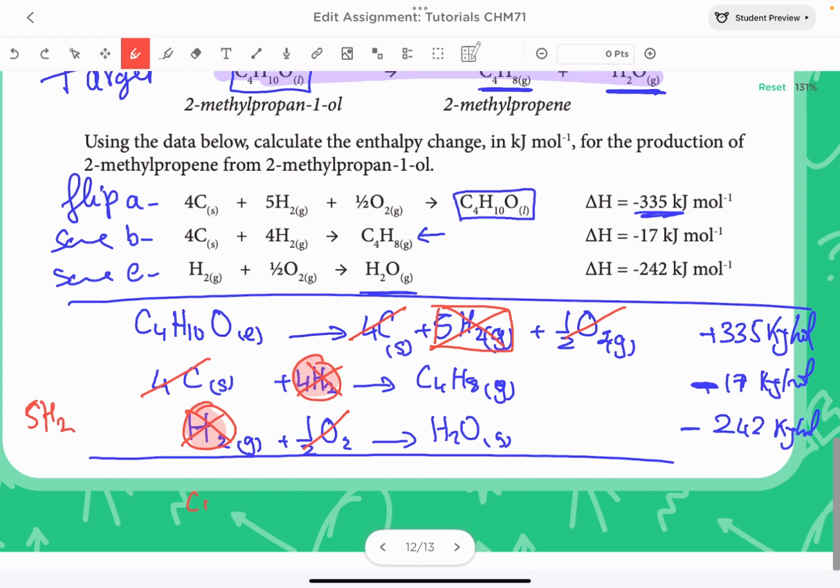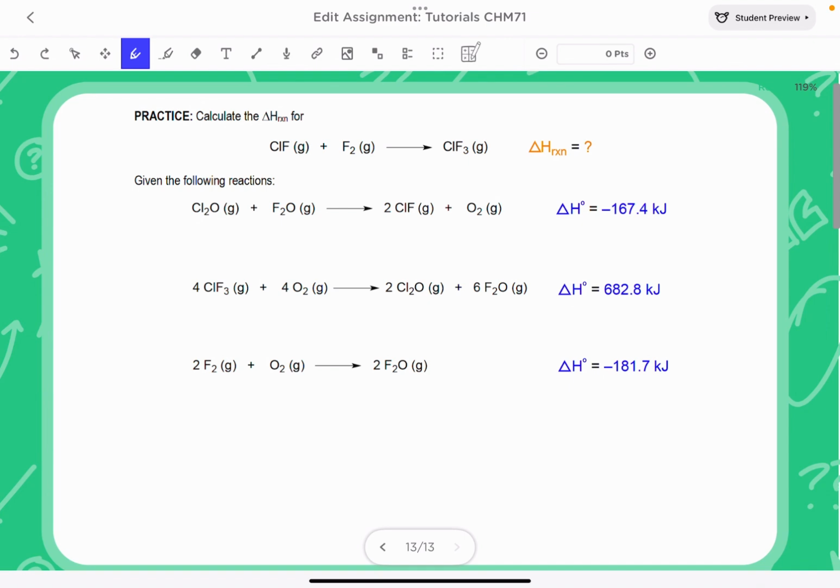I'm left out with C4H10 and C4H8 and H2O gas. So the final answer would be the sum of these values. So 335 minus 17 minus 242, and the final answer is 76 kilojoule per mole in applying Hess's law.